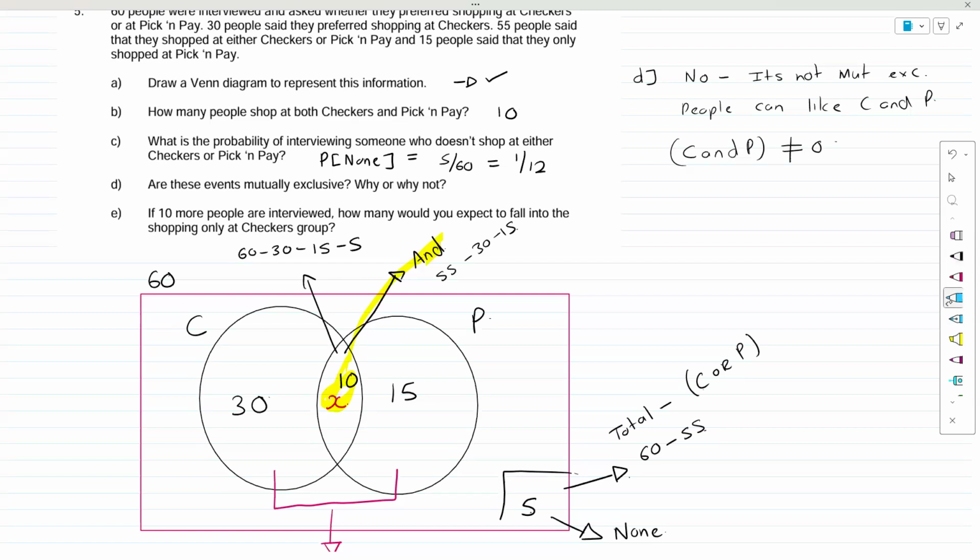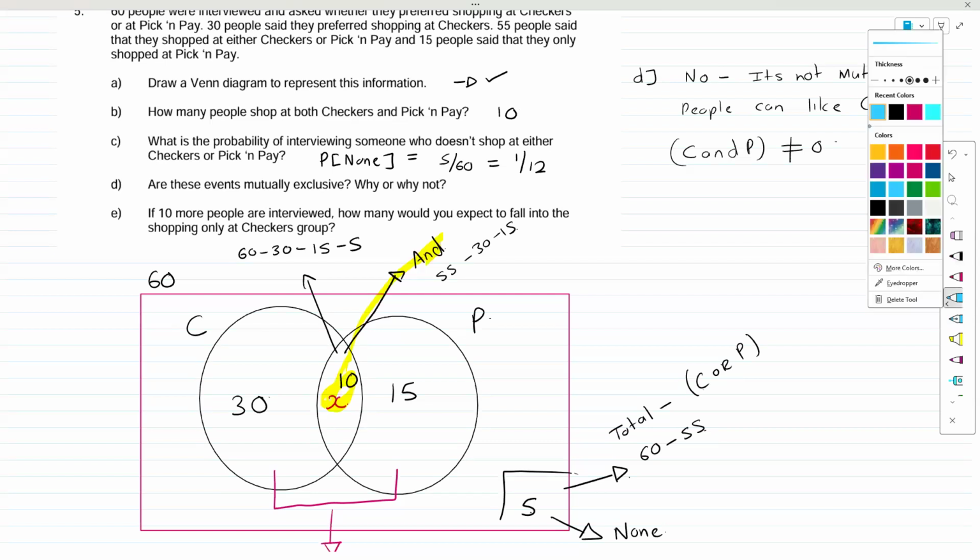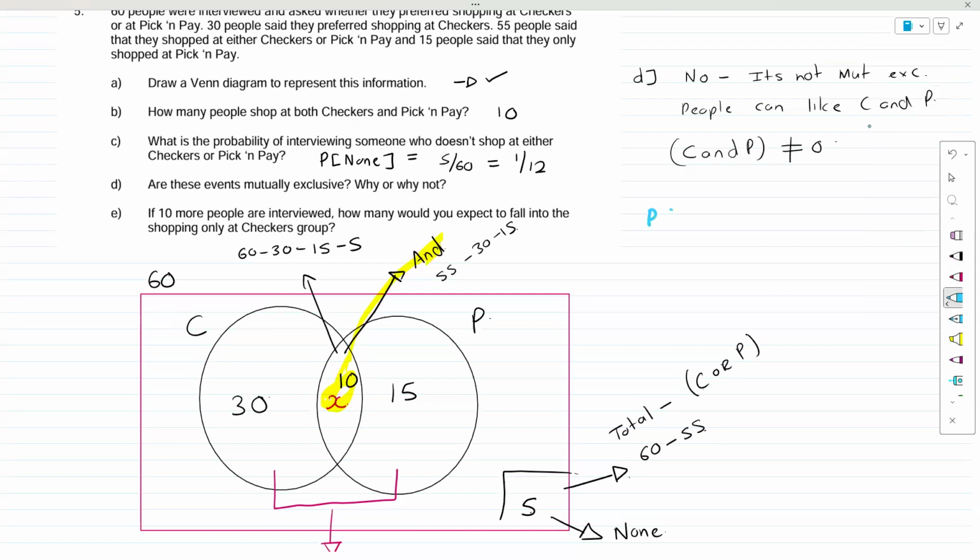Okay, cool. Quite simple. Guys, what I would do is get the probability of Checkers. The probability of Checkers is 40 out of 60, which equals 2/3. So that's the probability of Checkers.